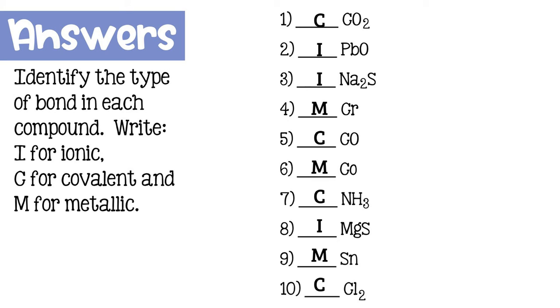Then you have chromium. Chromium is a single metal throughout. It's metallic bonding. Then we have CO, or carbon monoxide. Since both carbon and oxygen are nonmetals, it is covalently bonded. Now we have a different Co, this one with a little o, as in cobalt. Now, cobalt is a metal. It has metallic bonding. Let's look at NH3, or nitrogen trihydride. Since both nitrogen and hydrogen are nonmetals, they are covalently bonded.